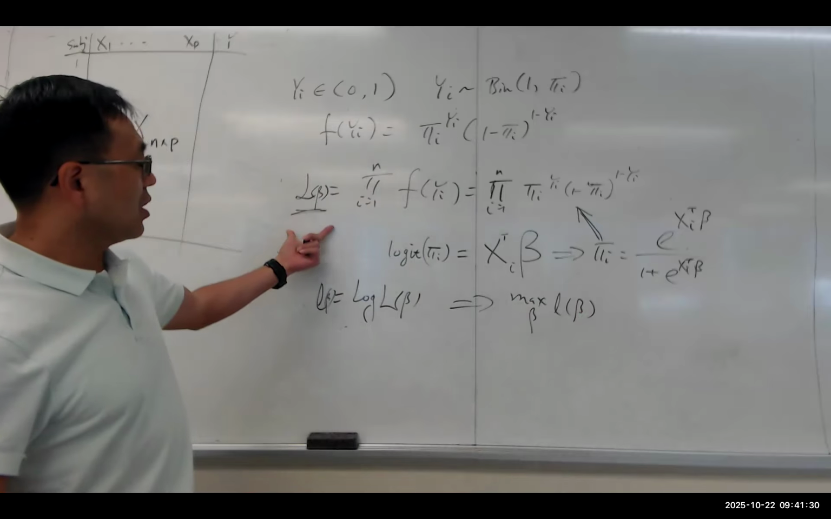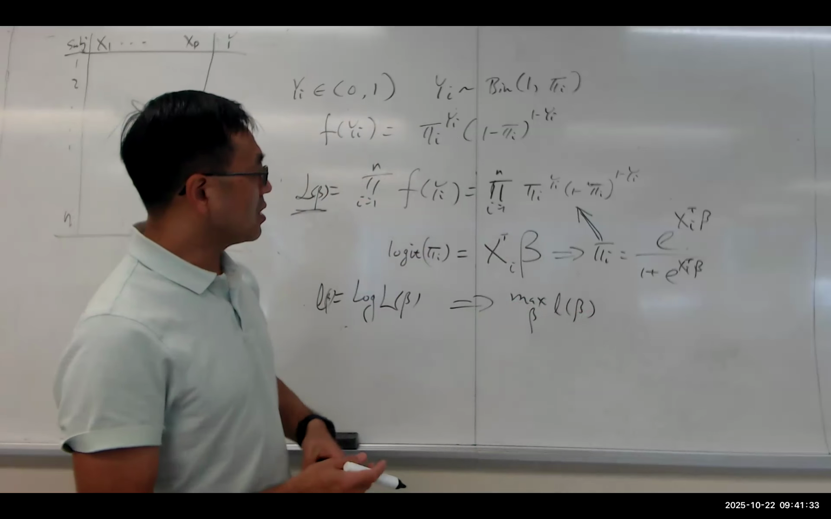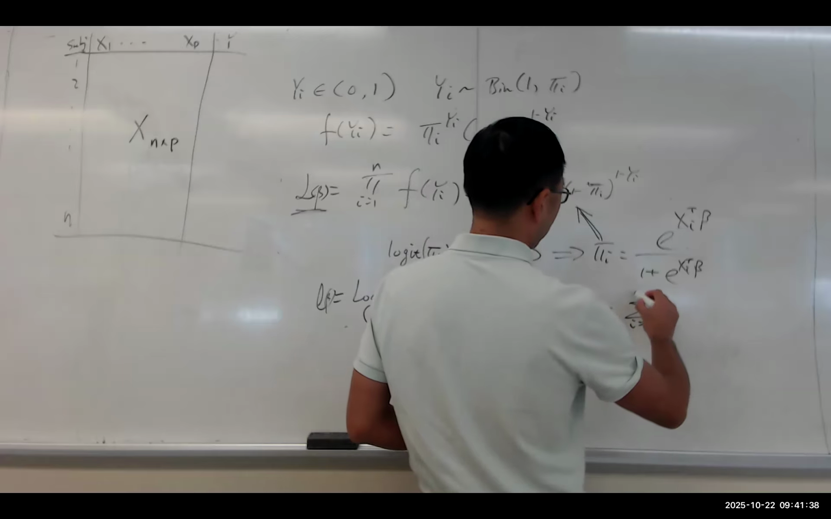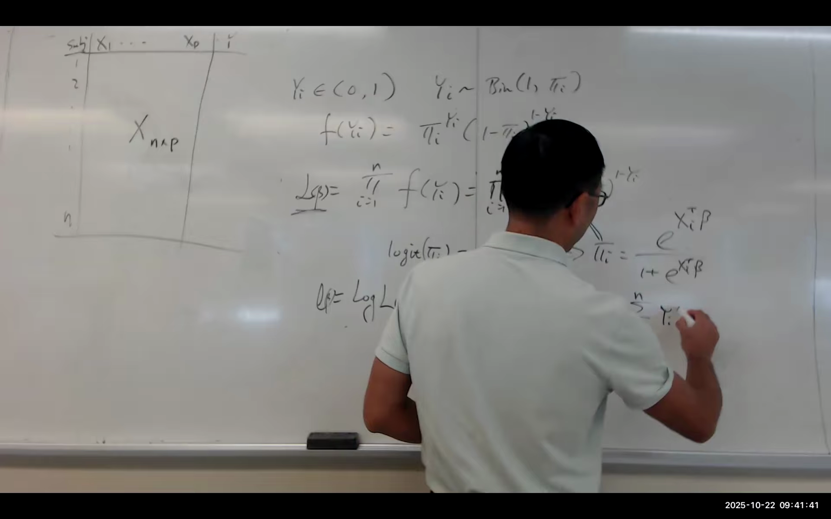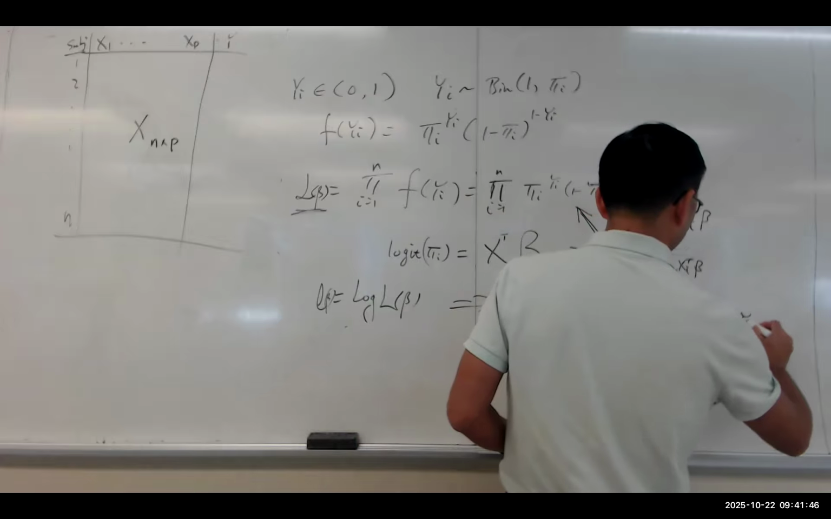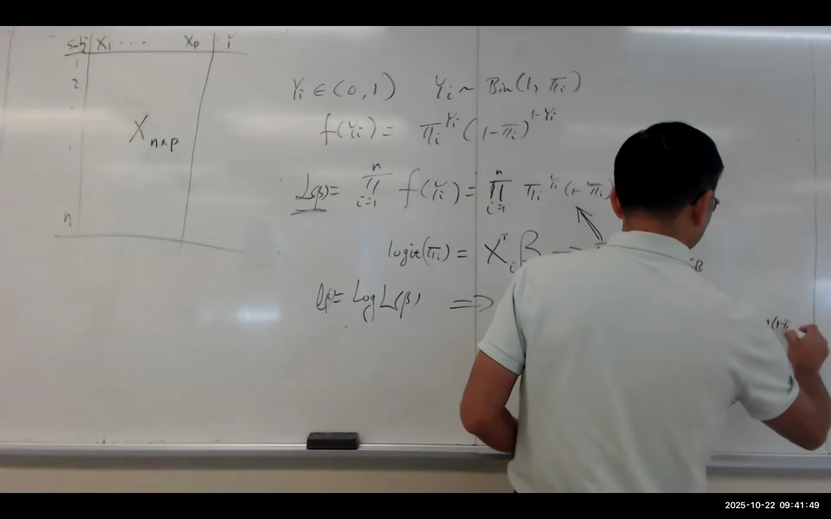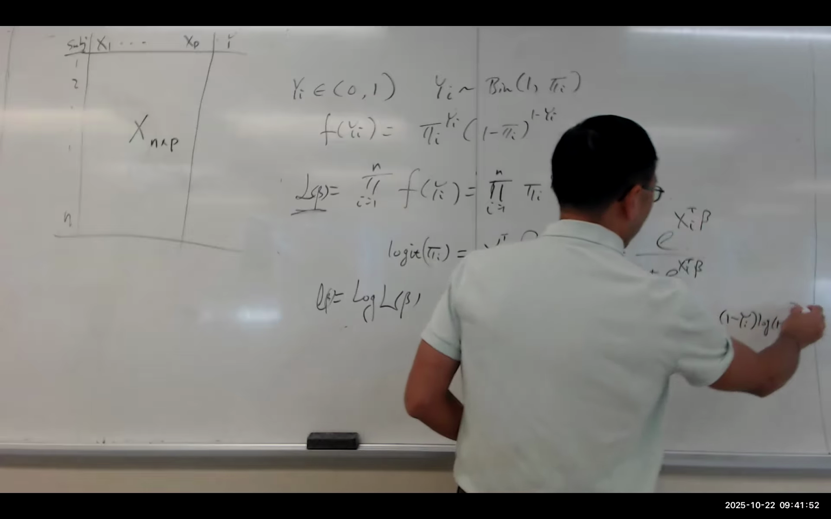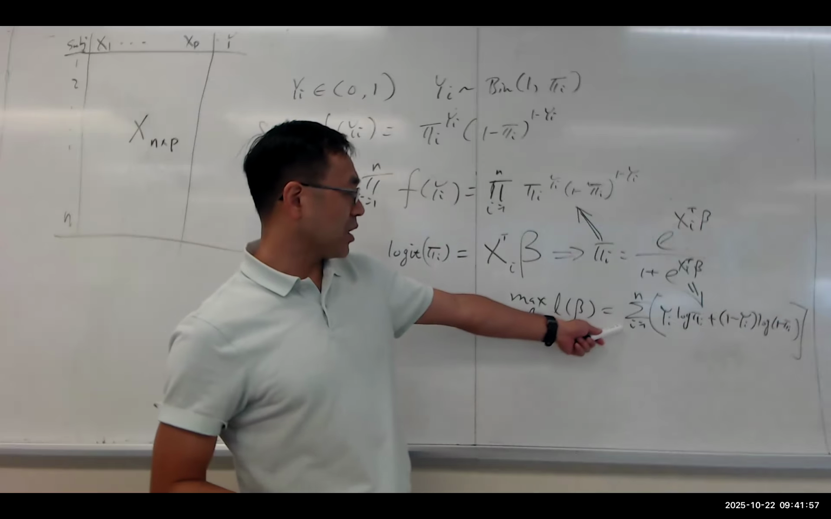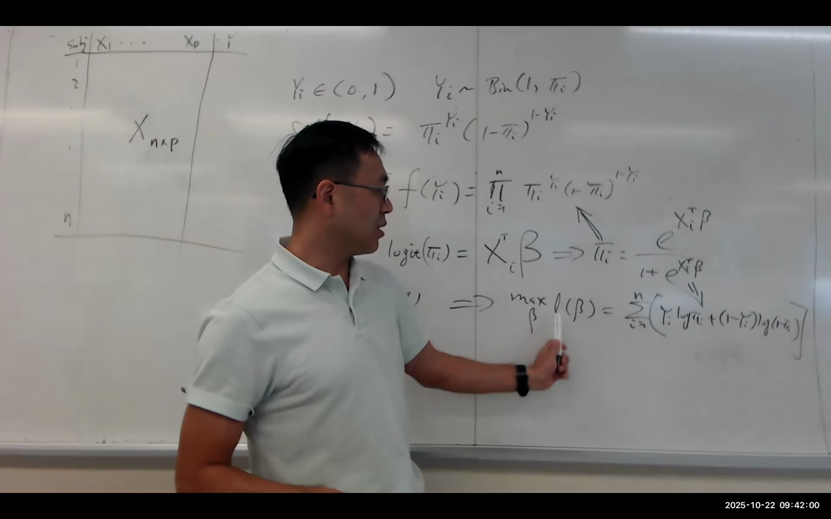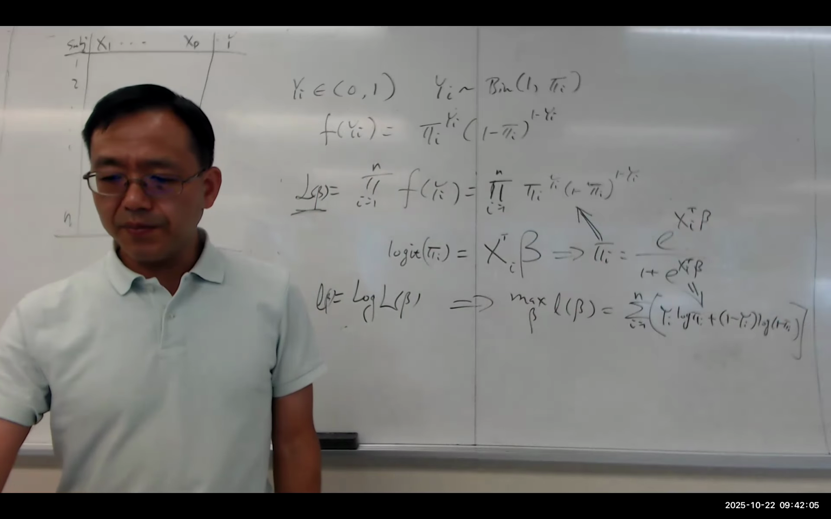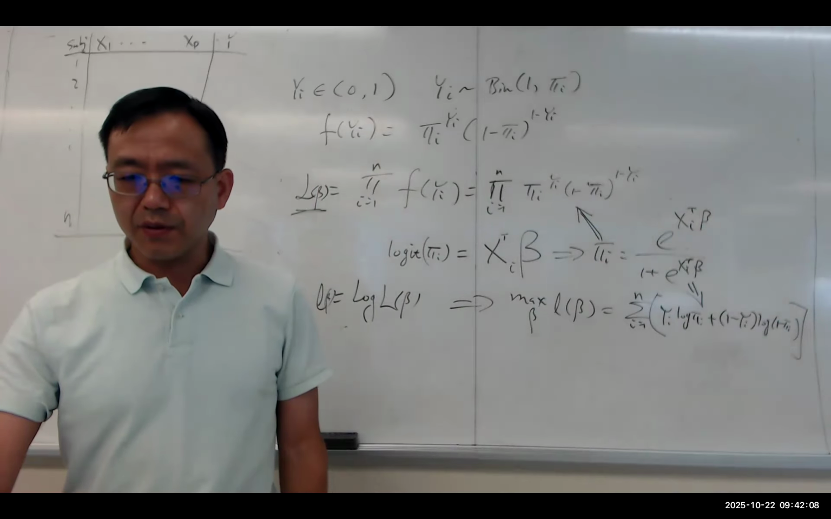If you plug it in, you can see we just change the product to a summation. You have yi times the log of pi i plus 1 minus yi times the log of 1 minus pi i. Then you can also plug in pi i, so the log likelihood becomes a function of beta, and you can work on that. This is where we left off from the last class.